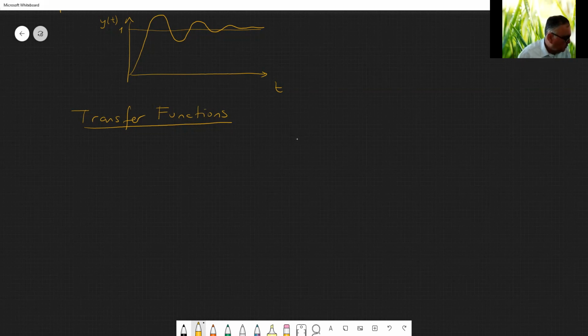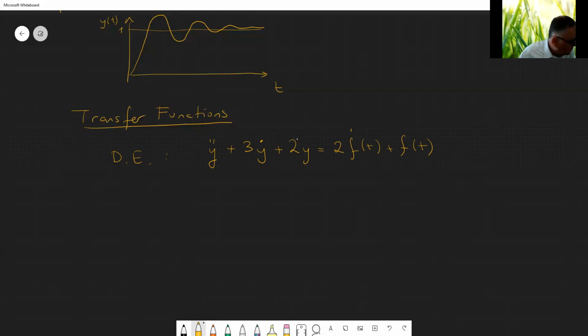If you have a system with a differential equation, let's say something like this: y double dot plus 3y dot plus 2y equals, let's say, 2f dot of t plus f of t. Now, if you want to solve this with Laplace transforms, you just take the Laplace transforms of individual terms and equate them to each other. When you do it this way, you involve the initial conditions in the problem.